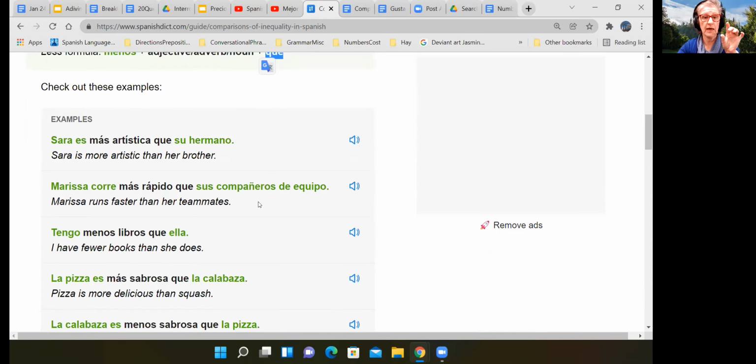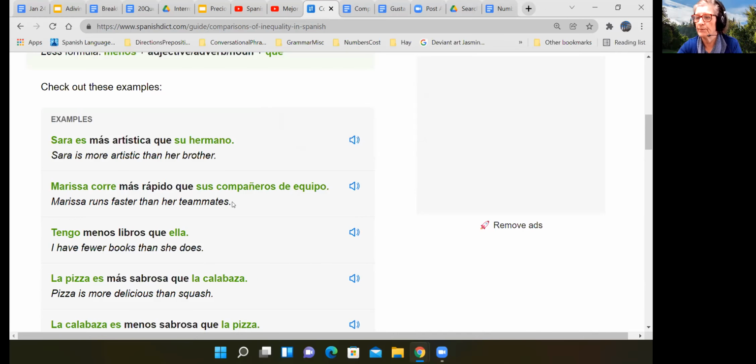So we're going to look at some examples of these, and we'll do some practice of this too. And I'm going to send you this link so that you can actually, it's a little bit computerized, but you can turn on the audio button and hear them say it. Okay, so Sara es más artística que su hermano. I will say it slower than the automated people do. Sara es más artística que su hermano. Sara is more artistic than her brother. If she were less artistic than her brother, because her brother is really the talented one, it would be Sara es menos artística que su hermano.